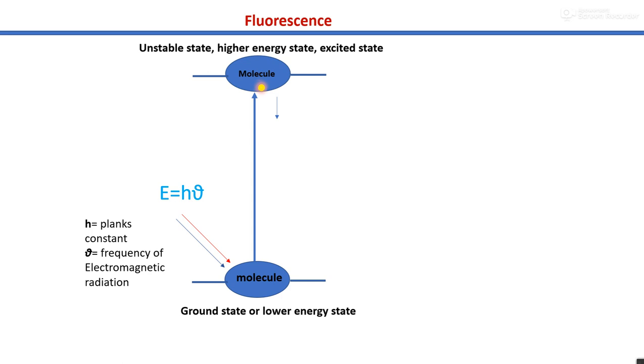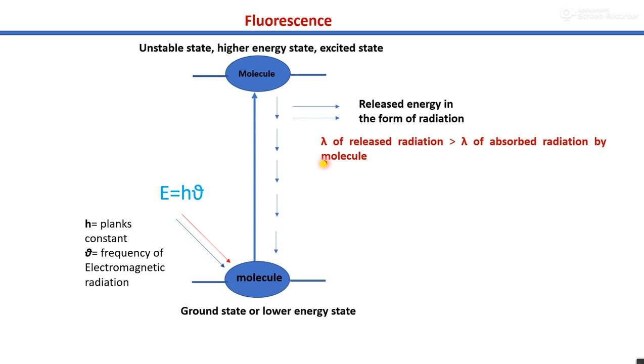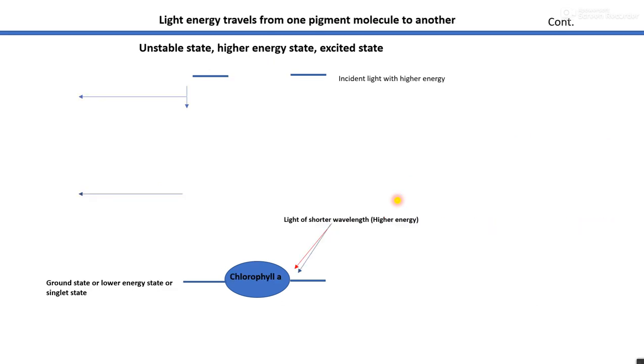So now the molecule is coming back to its ground state, and it is reaching its ground state by releasing some energy in the form of radiation, right? And the wavelength of released radiation will be longer than the wavelength of absorbed radiation. As we know, energy is inversely proportional to the wavelength of radiation, which means that the energy of emitted radiation is lower than the energy of absorbed radiation at ground state. So by keeping all these points in mind, now I would like to talk about the fluorescence phenomenon in chlorophyll.